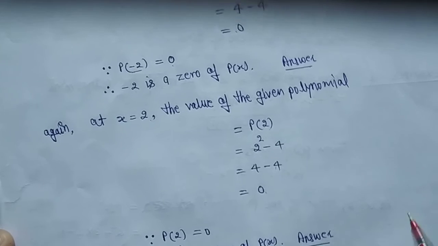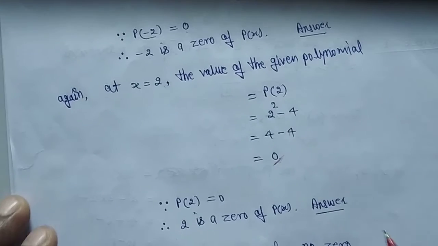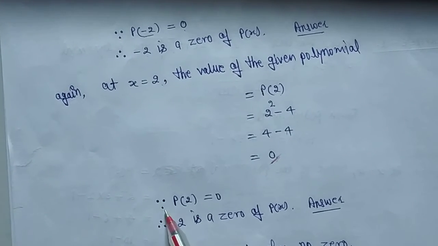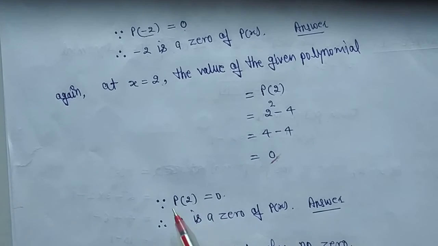Here we see that the value of the given polynomial at x is equal to 2 is 0. So we can write this. Therefore, p(2) is equal to 0. p(2) is equal to 0 means the value of polynomial at 2 is 0. Therefore, 2 is a 0 of p(x) or given polynomial.